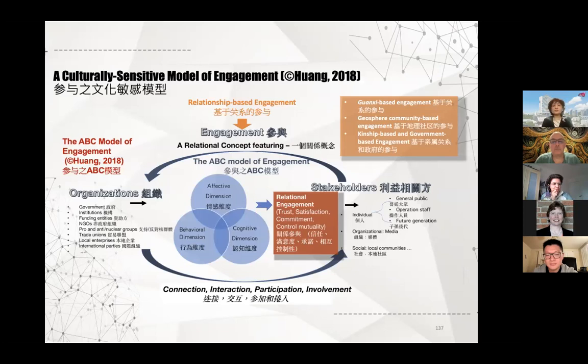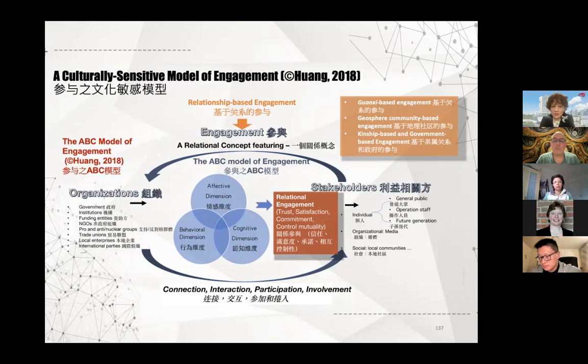So again, going back to the theory of the ABC model, I emphasize that relationship-based engagement should be considered as far as East Asian societies or cultures are concerned. And I would actually use some of the examples that happen in Japan, Taiwan, and mainland China. But because of time constraint, I would skip the examples and only illustrate one case.